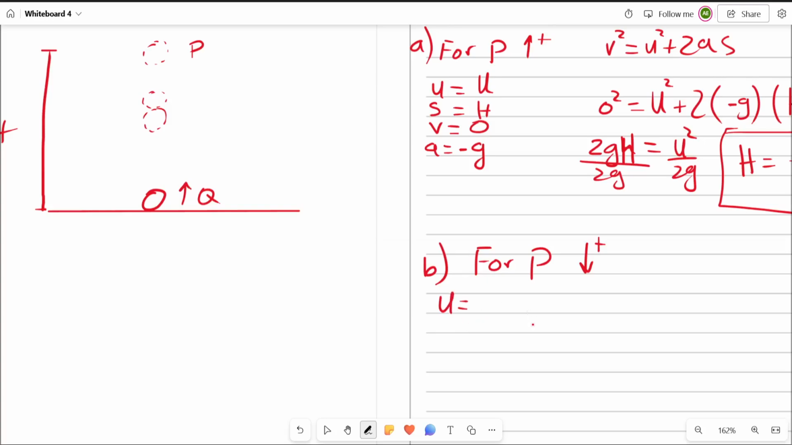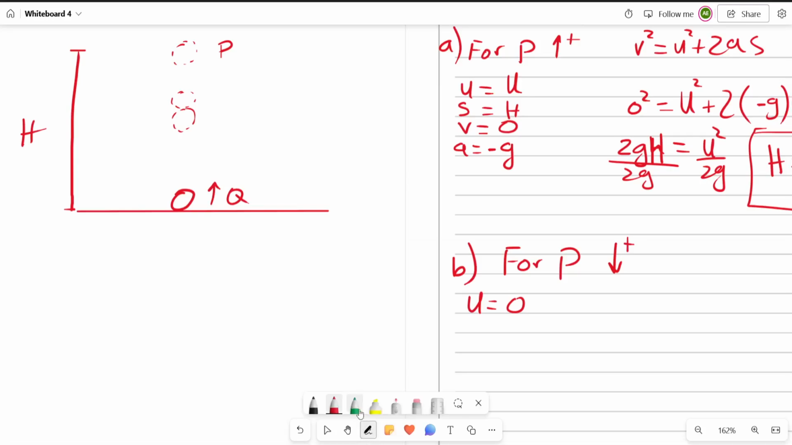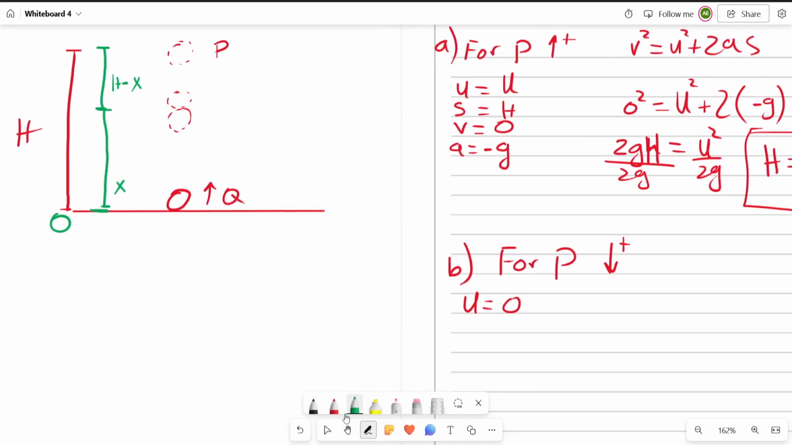Let's think about it. What's the initial velocity of P? It's going to be 0, because P has a velocity of 0 at its maximum height. Let me say that the distance from this level line, from point O up to the collision point, is x. If this distance is x and this whole distance is h, then the distance from P to the point of collision is h minus x. Let's keep that in mind.